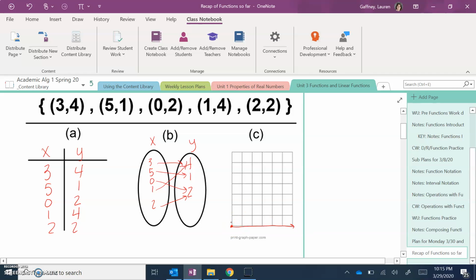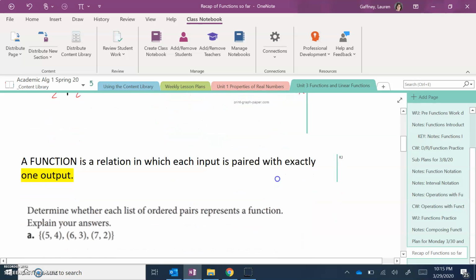So 3, 4 would go here, 5, 1, 0, right? And then up 2, so 0, 2, 1, 4, and 2, 2. Fine? So that's just a little intro to that.